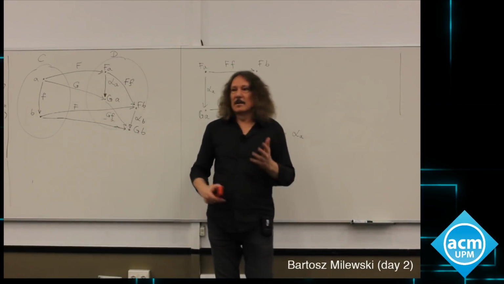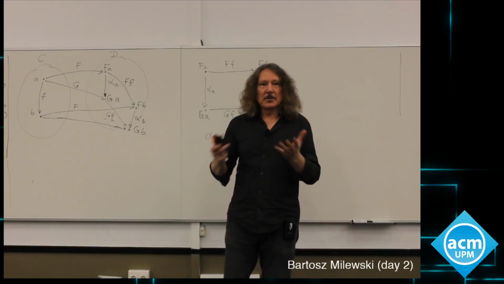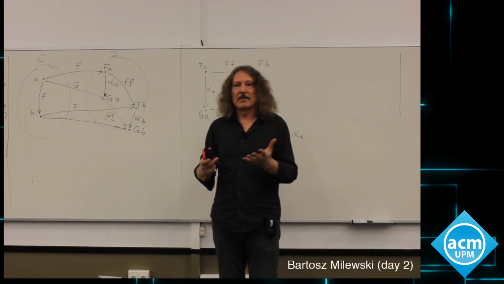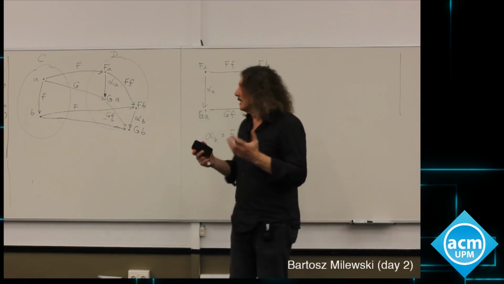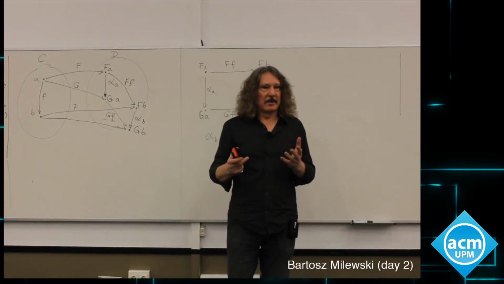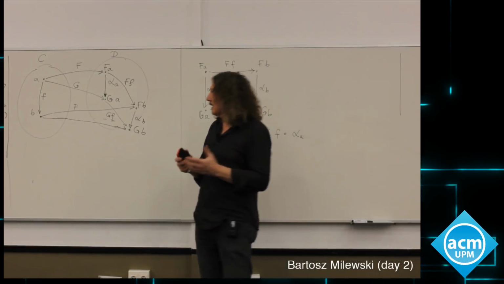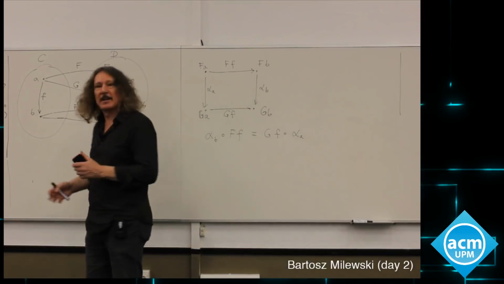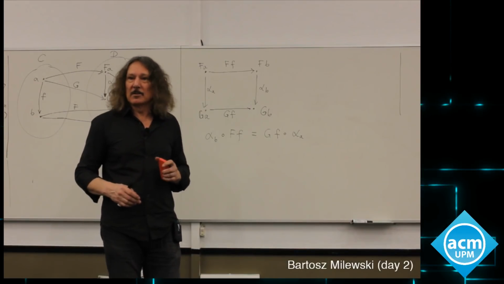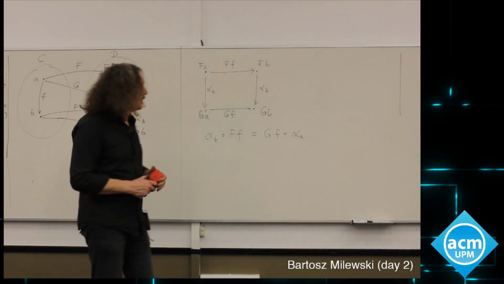And of course, natural transformation is something very special. It doesn't happen often, right? In most cases, you won't be able to find a natural transformation between two functors. It's not given, right? I mean, look at this.